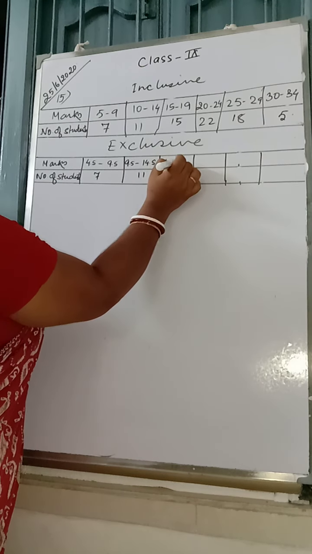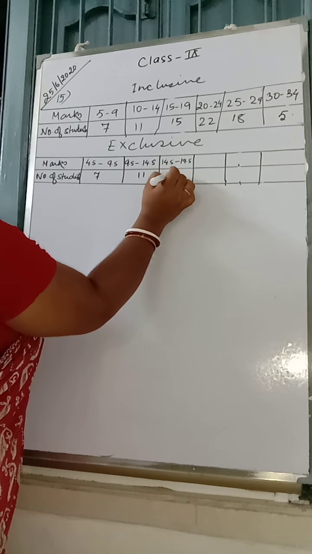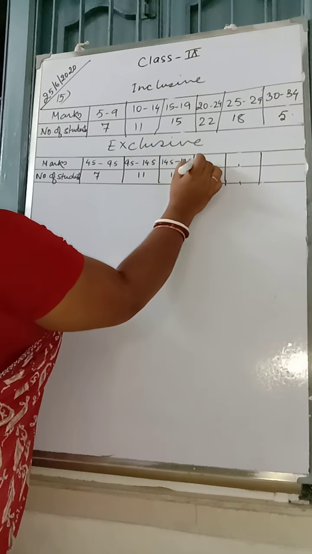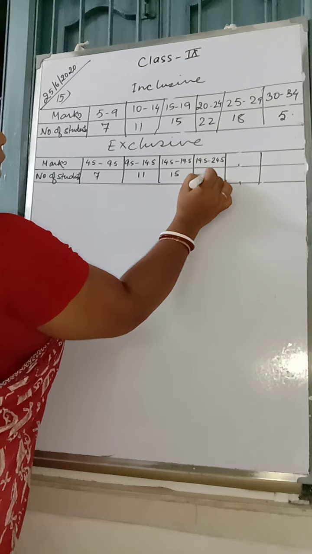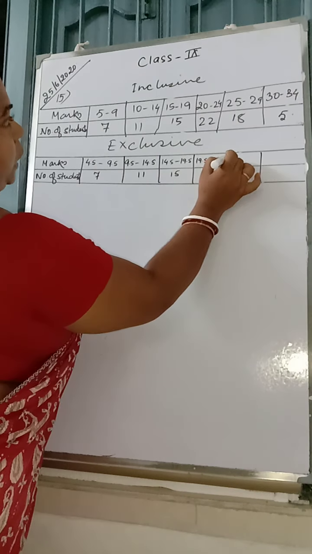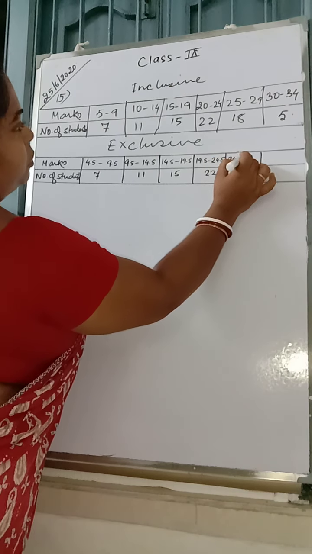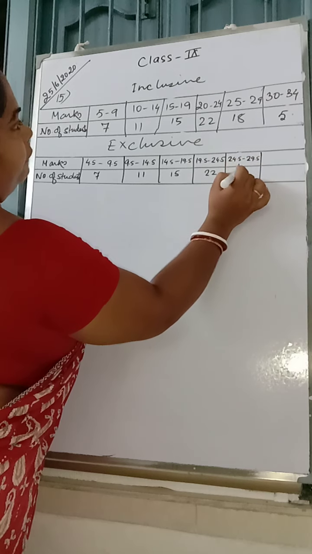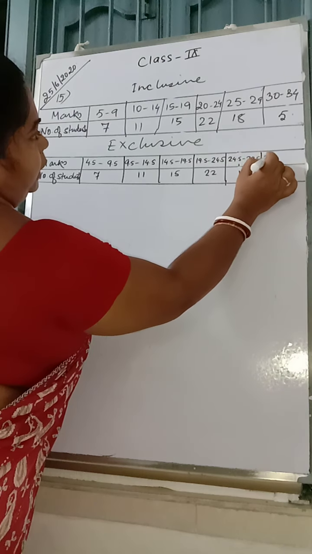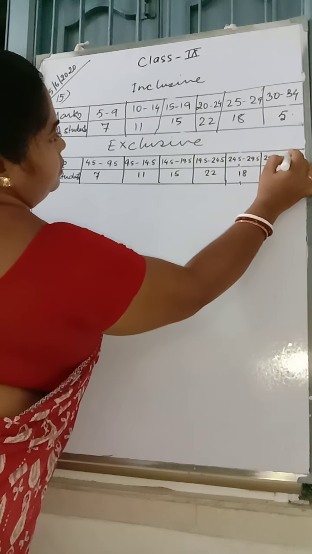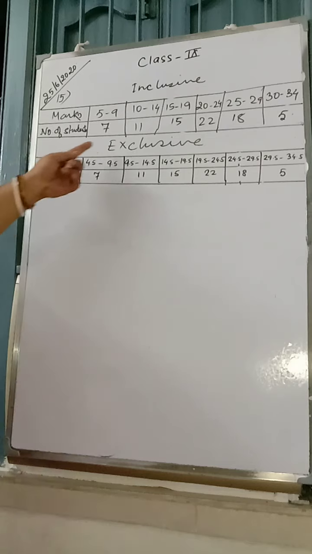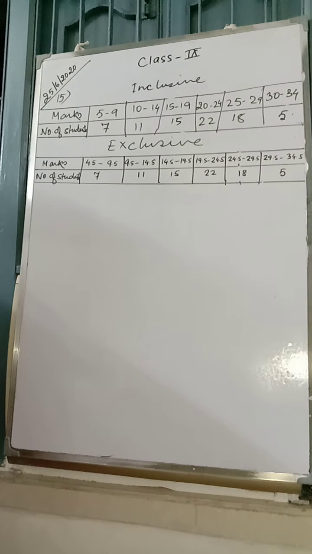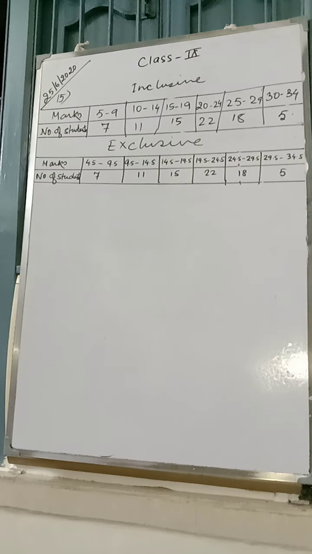14.5 to 19.5. Frequency is 15. 19.5 to 24.5. Frequency is 22. Then 24.5 to 29.5. Frequency is 18. And finally 29.5 to 34.5. Frequency is 5. Now it is converted into an exclusive or continuous frequency distribution.